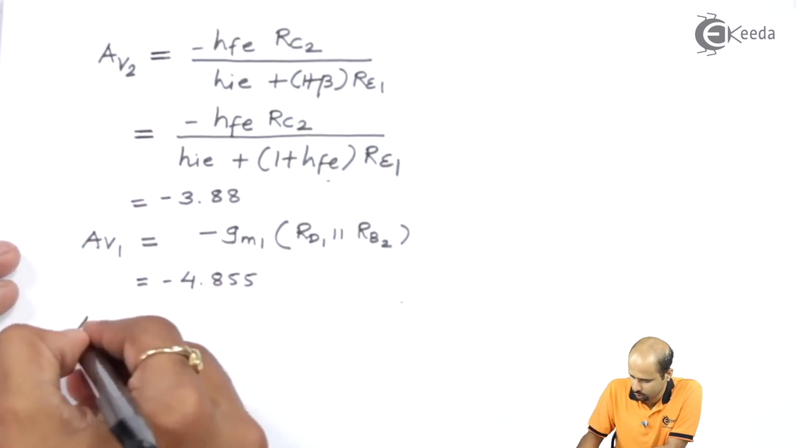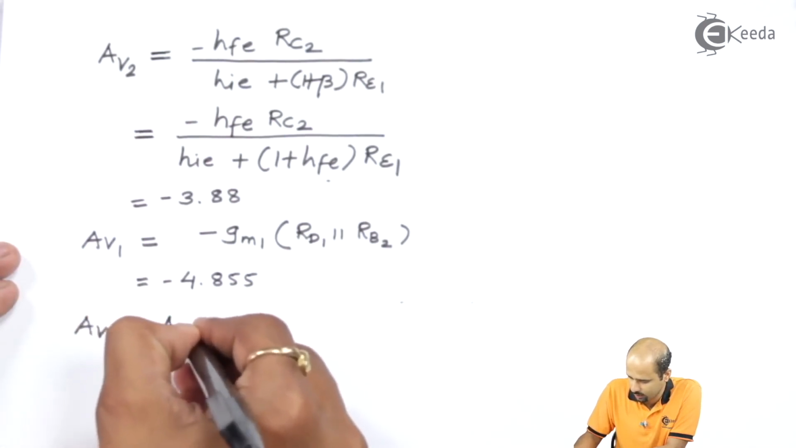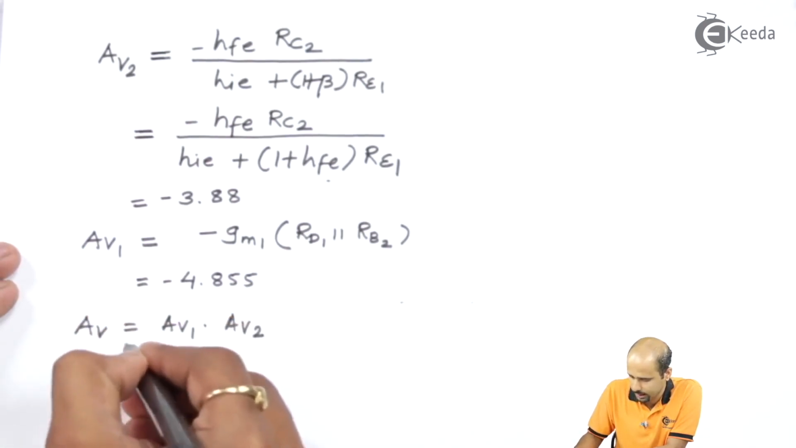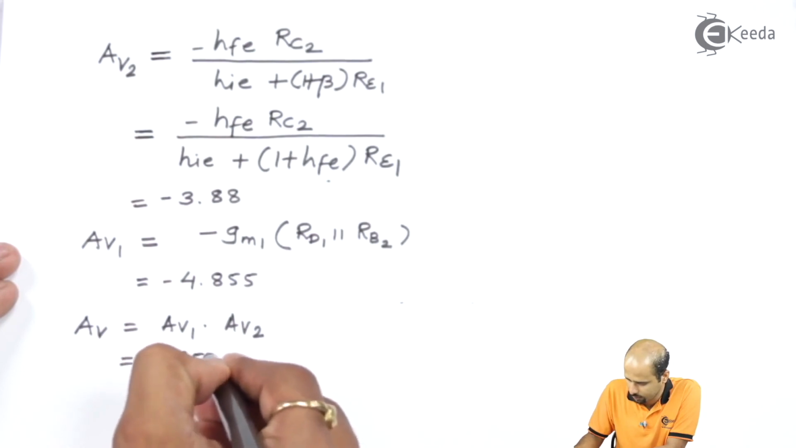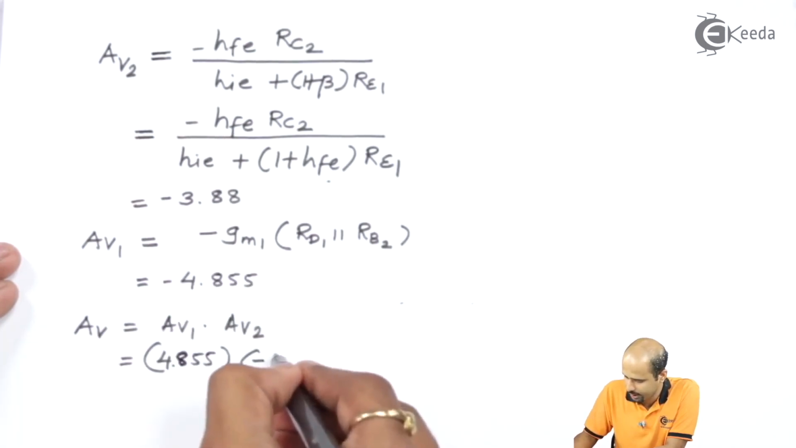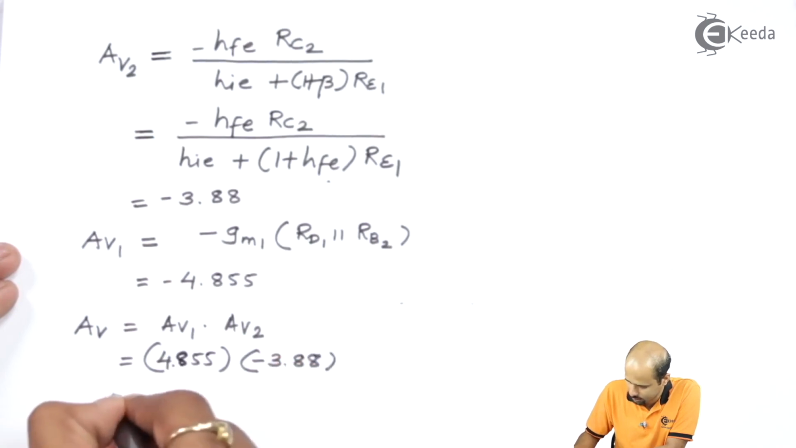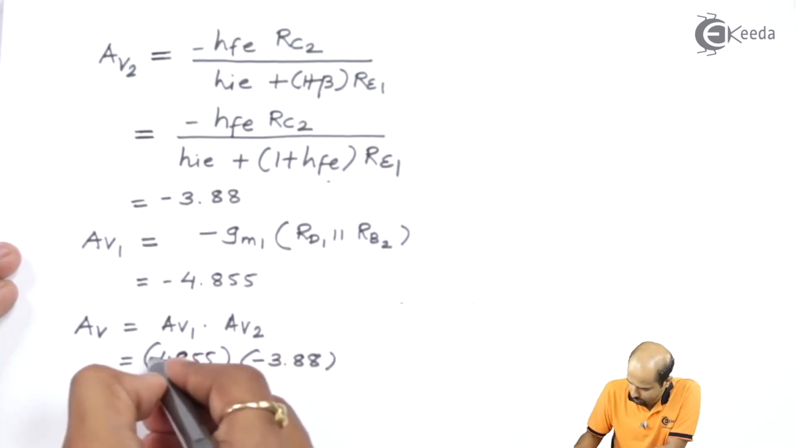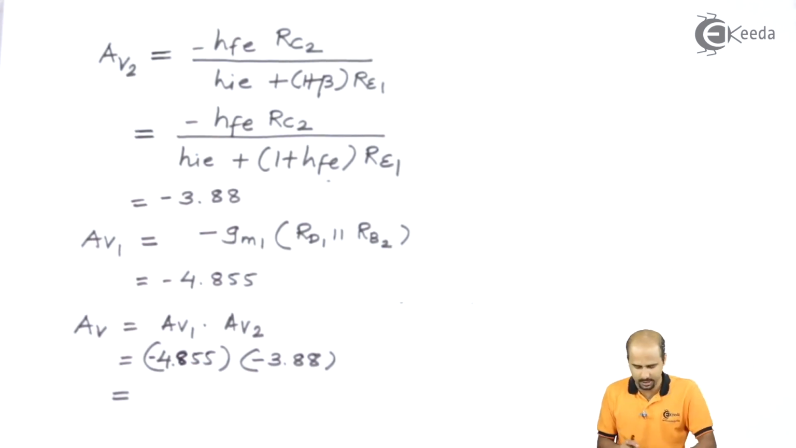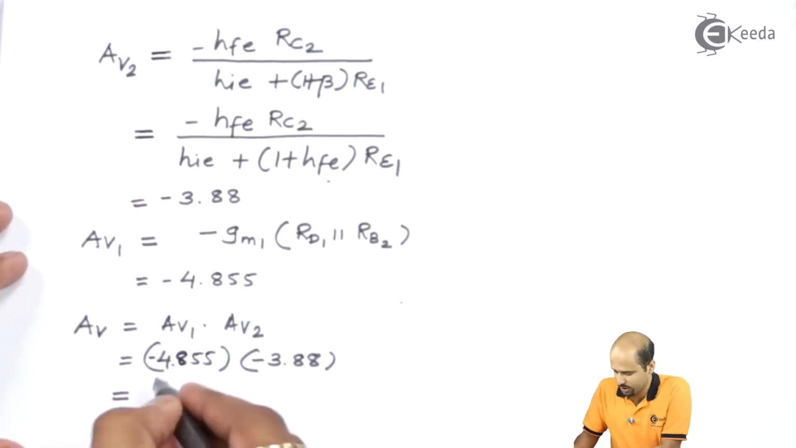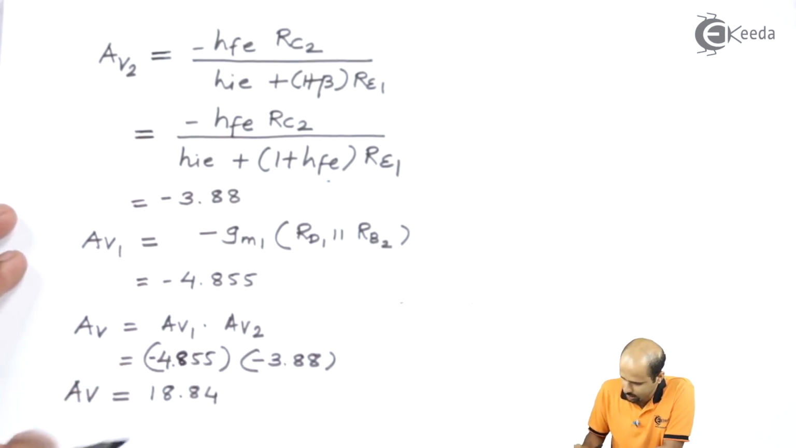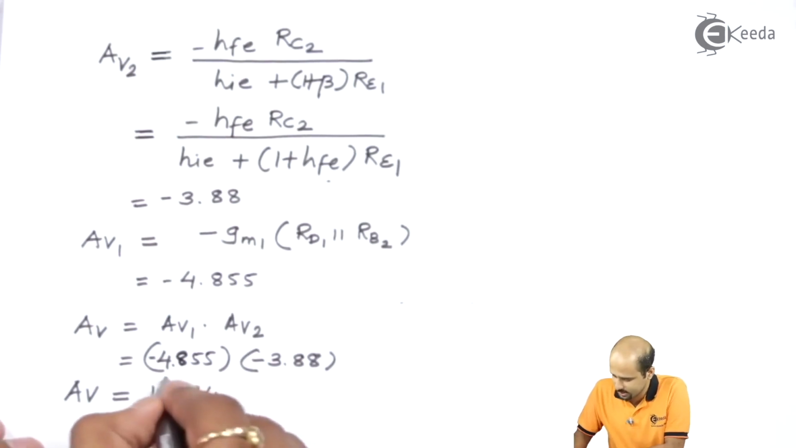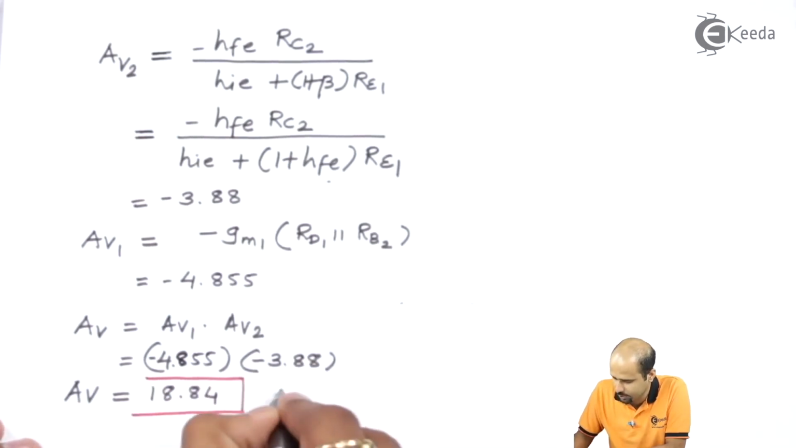Now we'll find the voltage gain. Voltage gain AV is equal to AV1 into AV2, and that comes out to be 4.855 multiplied by minus 3.88. Obviously both having minus sign, minus minus will get cancelled, and we'll be getting 18.84 as the total gain that I'm expecting from this particular circuit. So total gain is 18.84. That is the last finding that is expected from this particular numerical.